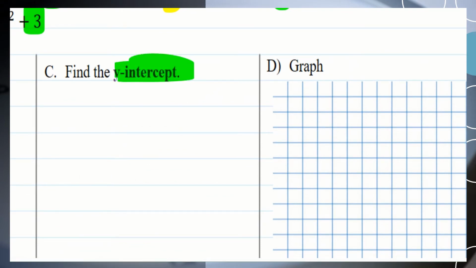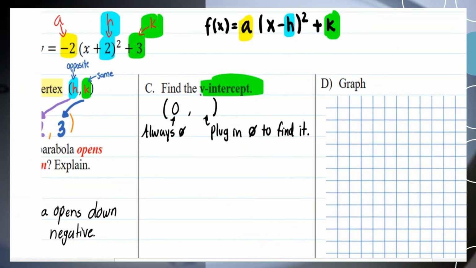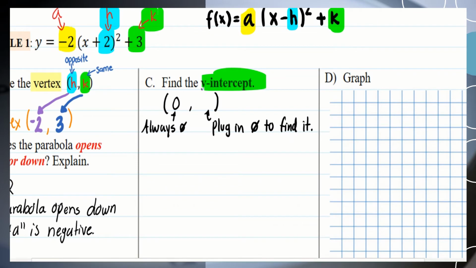Part C is asking us to find the y-intercept. And this is where we're going to need to do calculations, versus when it was in standard form, it was always the C. But because our problem is not in standard form, we don't have a C. Therefore, we need to do some calculations to find the y-intercept. For the y-intercept, your point is always 0, comma, whatever we get for the y-coordinate. Since our X coordinate is always 0, we're going to plug in 0 everywhere we see X in the equation so that we can find the value for the Y coordinate.